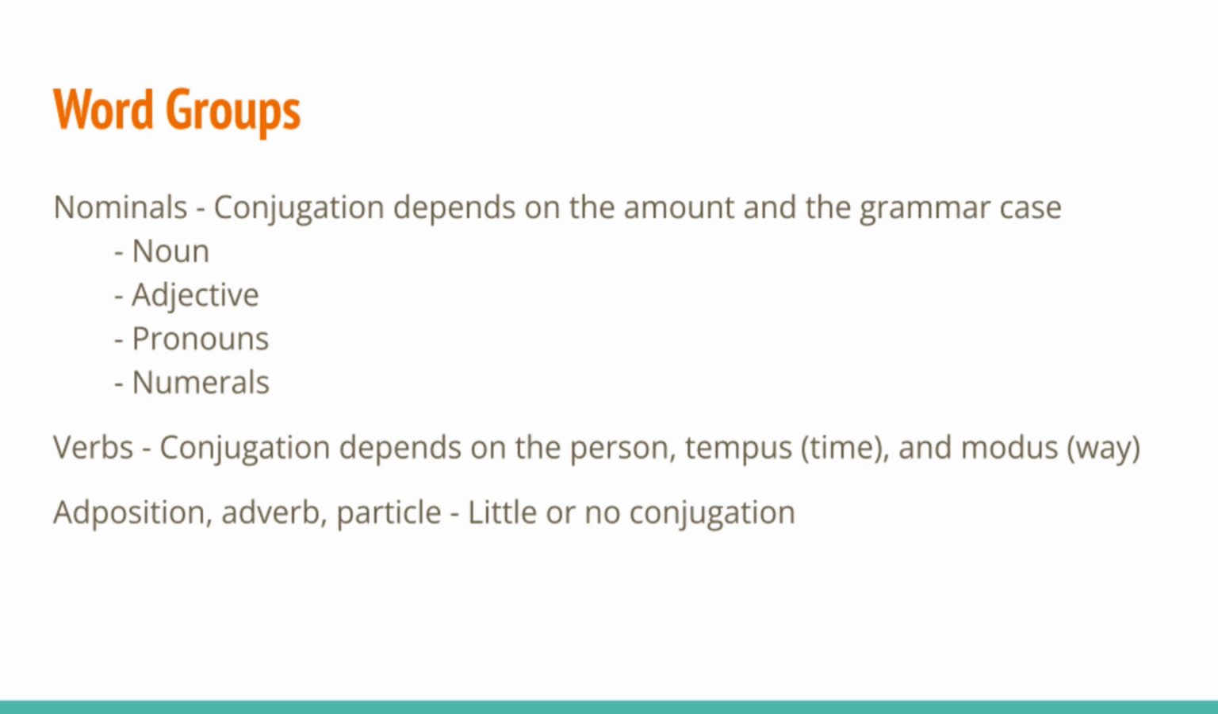And then the last group includes adpositions, adverbs, and the grammatical particles. Within this group, the words don't really conjugate, they don't change, or if they do, there are only very small changes. And that's basically the word groups and what the conjugations depend on within those different groups.